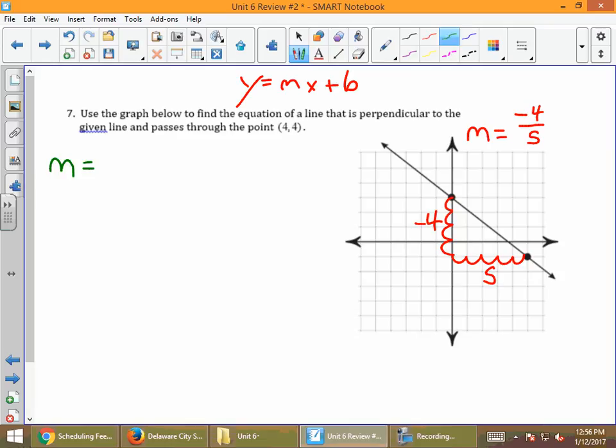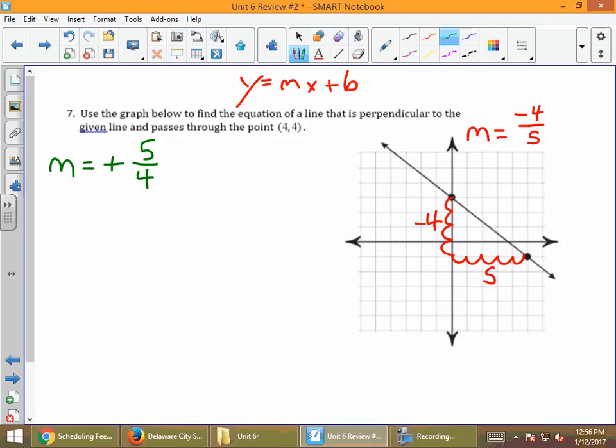So what changes with slopes when they are perpendicular? What do you have to do? You have to flip them and then change the sign. Call it opposite reciprocal. Because this one is negative, the new one's going to be positive. And flip that fraction. What do you get? 5/4. That's going to be our new slope.